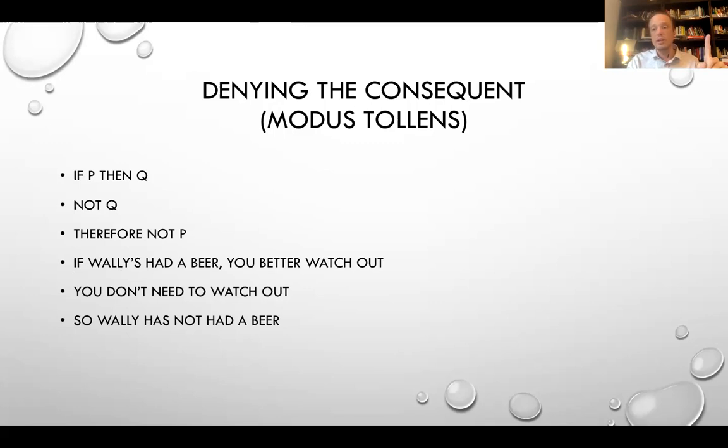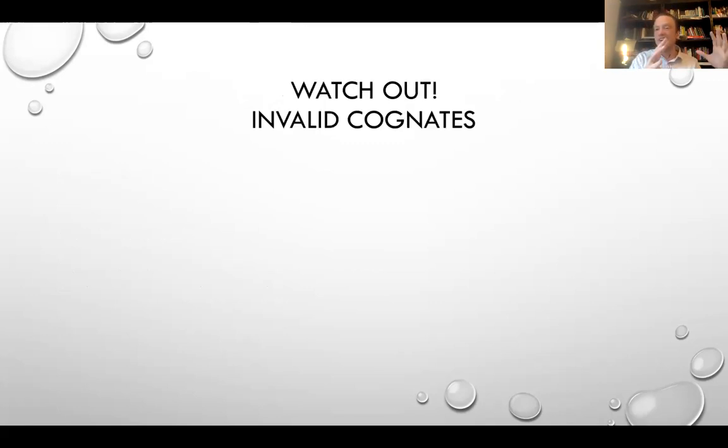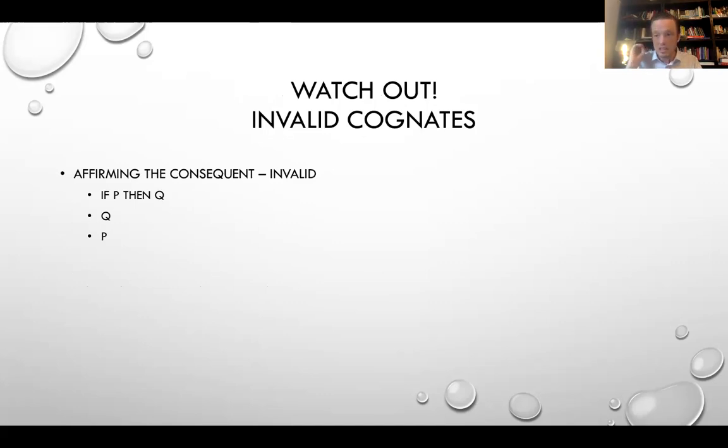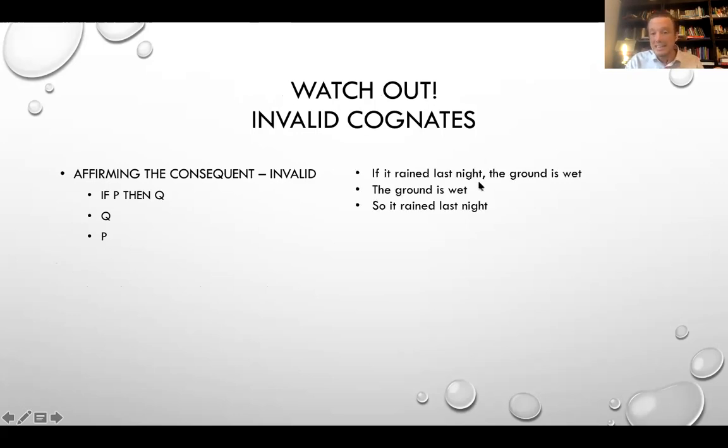Careful though, because there are invalid versions of these arguments that look really similar, but they're totally invalid. They don't work. For instance, affirming the consequent. This is going to be invalid. If P then Q, you've got Q, therefore P doesn't work. Watch. If it rained last night, then the ground is wet. The ground is wet, so it rained last night.